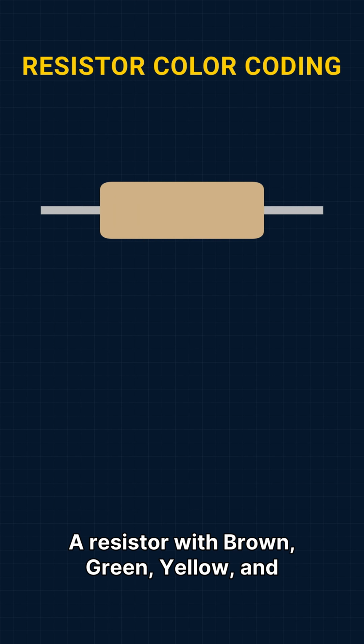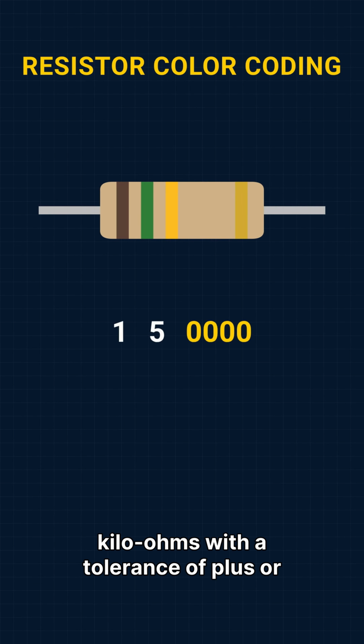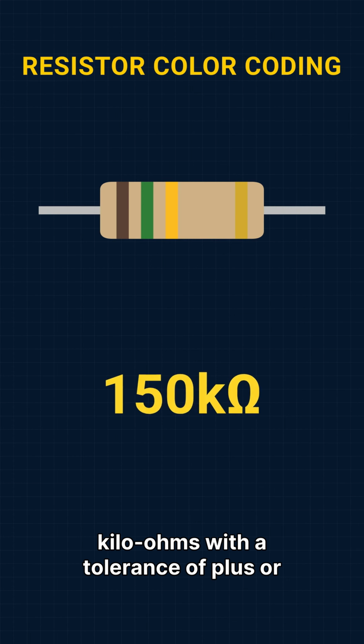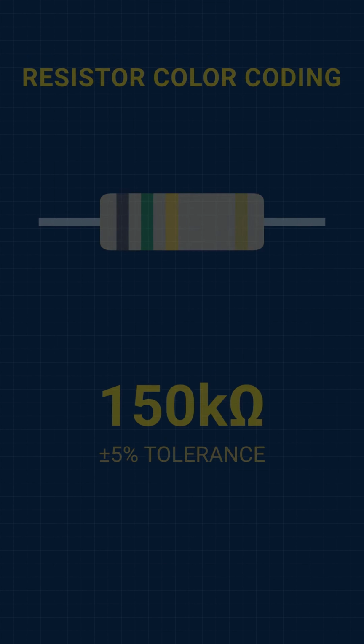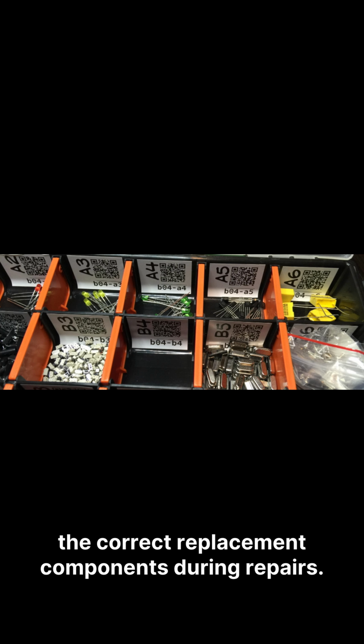A resistor with brown, green, yellow, and gold bands has a value of 150 kilo ohms with a tolerance of plus or minus 5%. Learning resistor color codes helps technicians choose the correct replacement components during repairs.